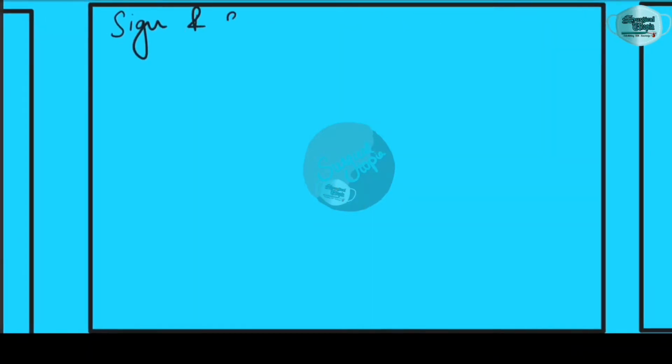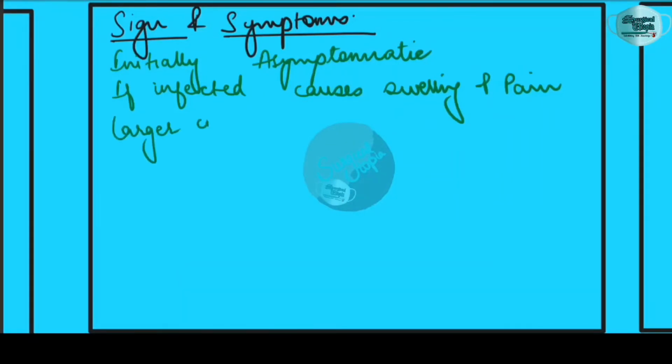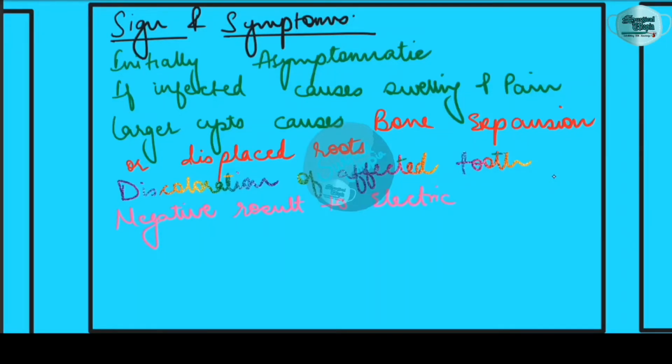So basically the cyst begins as asymptomatic and it progresses very slowly, but infection of the cyst causes swelling and pain to occur. Initially the cyst swells to a round hard protrusion, but later on the body resorbs some of the cyst, leaving softer accumulation of fluid underneath the mucous membrane. The larger cyst may cause bone expansion or it may displace roots. Discoloration of the affected teeth may also occur, and the patient will present a negative result to electric and ice test of the affected tooth, but will be sensitive to percussion.